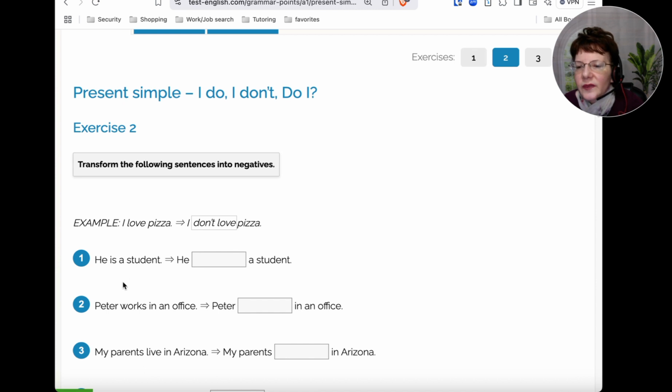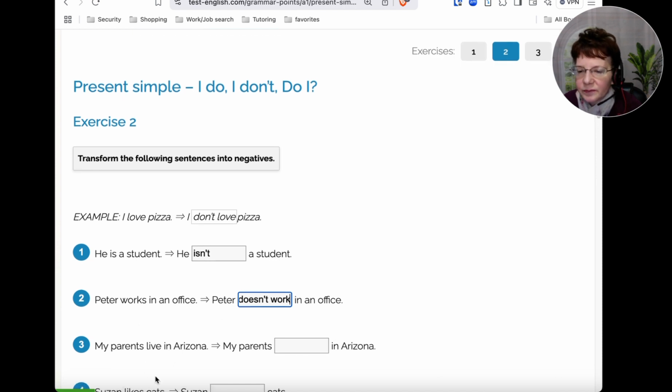So number one, he is a student. So what would be negative for that? So you can say isn't, the contractive form. He isn't a student, right? Okay, number two, Peter works in an office. Okay, Peter in an office. So the negative. Okay, so we want doesn't, right? Work in an office. All right.